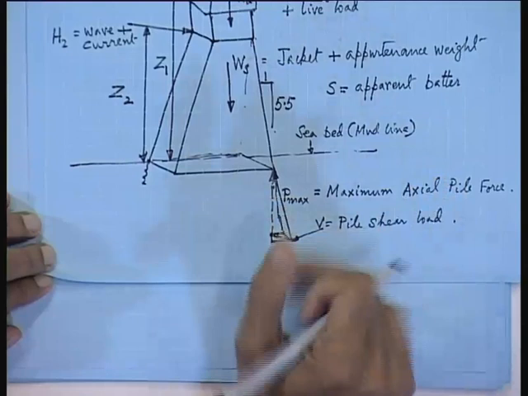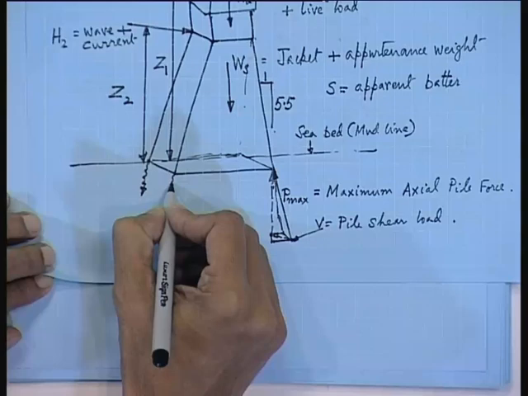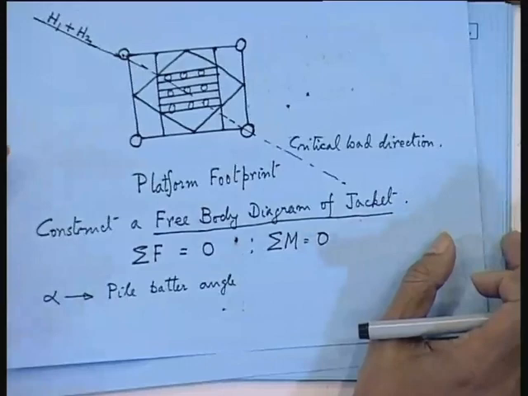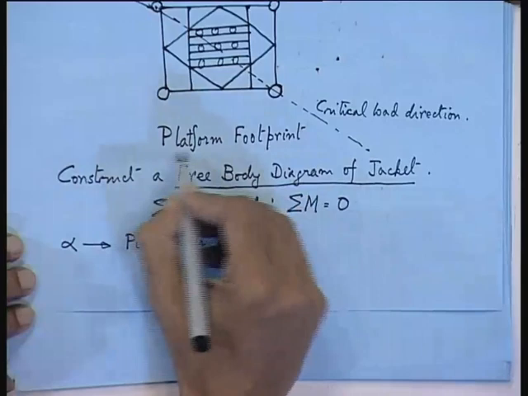Now the minimum pile force is going to come in these directions. So that means you have to decide the directions of the forces that are coming onto each corner pile. This is the worst case scenario, and you find out this critical pile direction. Now the footprint that you have drawn, the pile batter angle has to be designed. Your pile, this is the jacket footprint or platform footprint.